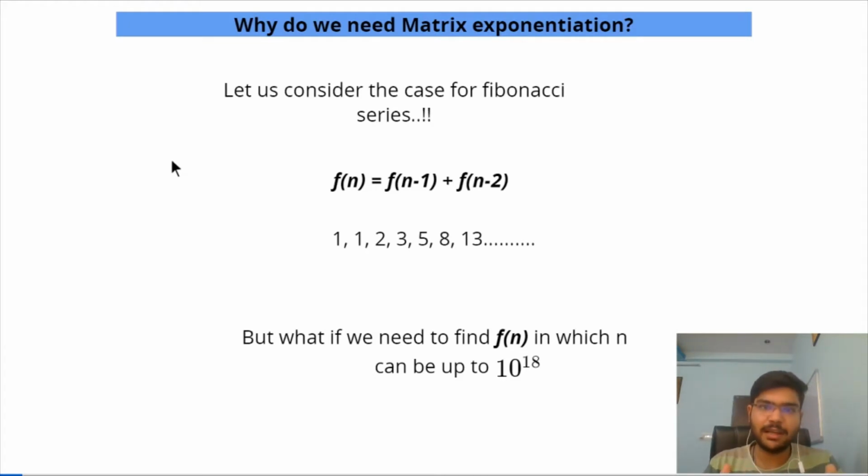So let us see the Fibonacci series. The formula of the Fibonacci series is Fn equals Fn minus 1 plus Fn minus 2. Basically, to calculate Fn, we are looking at two terms, that is Fn minus 1, the earlier term, and Fn minus 2, the previous term of the previous term, right?